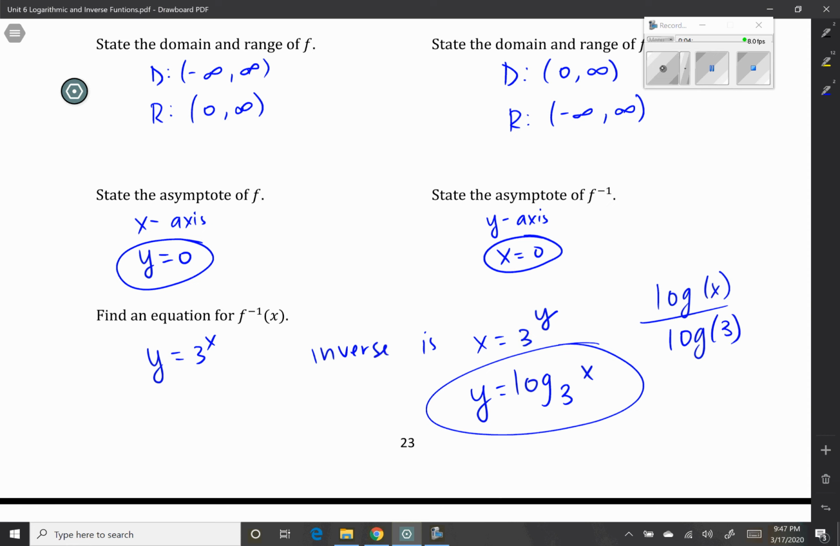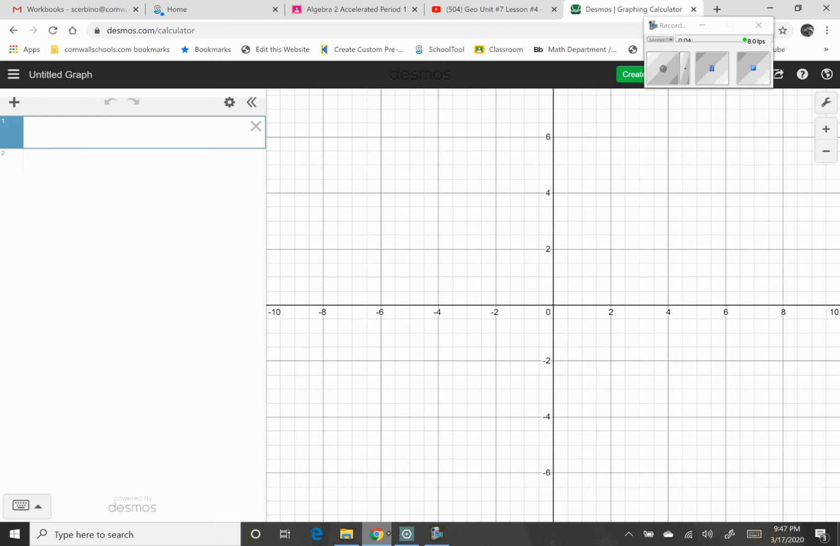Now, I understand that some of you might not have your calculator at home, so I also want to just show you quickly how to graph these on Desmos. So if you're using Desmos as your graphing calculator, you go to desmos.com, and click on calculator.